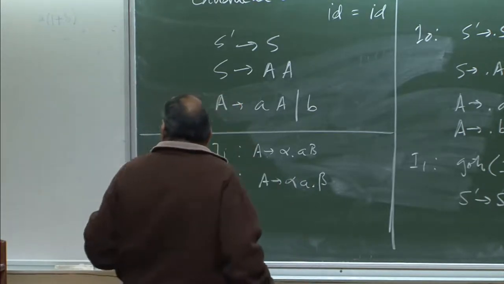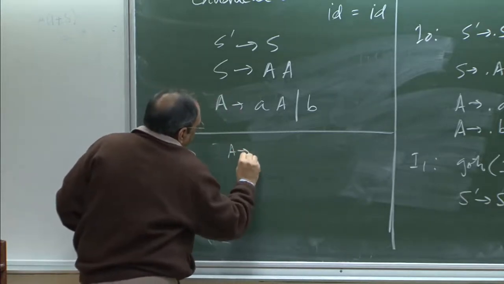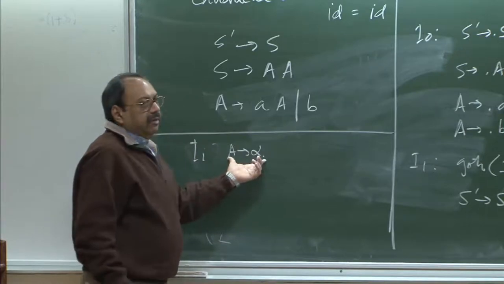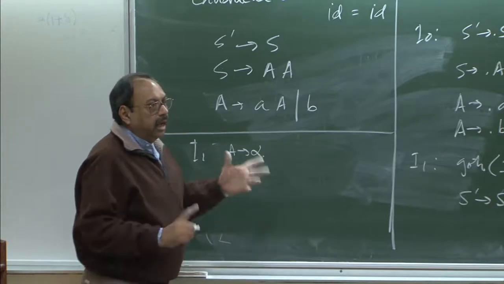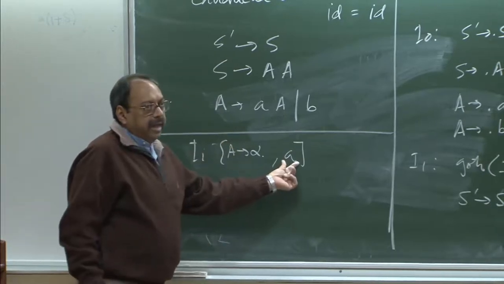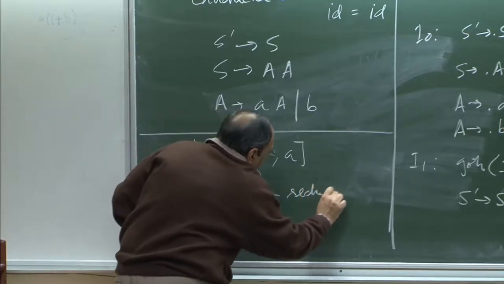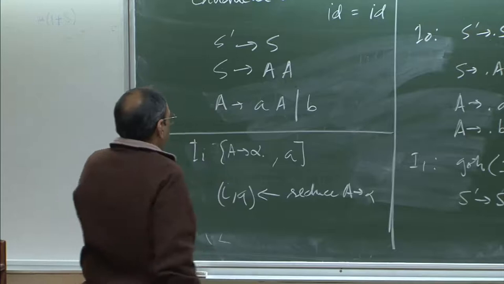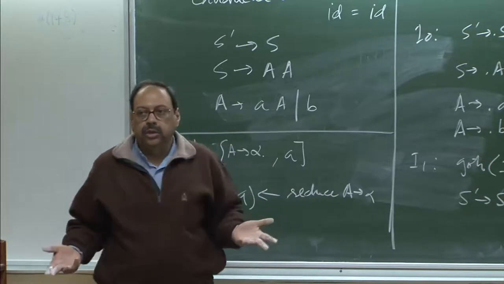So my earlier rule for reduction was, in case of reduce action, if I have this particular LR0 item in some state, so suppose my state I contains this, then in this particular state, if you find a symbol which is in follow of A, then reduce this by this rule. Now I'll change that and I'll say if I am in this state, and my look ahead symbol is a, then reduce by A going to alpha. So instead of saying if this symbol is in follow, I'm carrying this information as part of my LR1 item. And therefore, I just do this reduction.